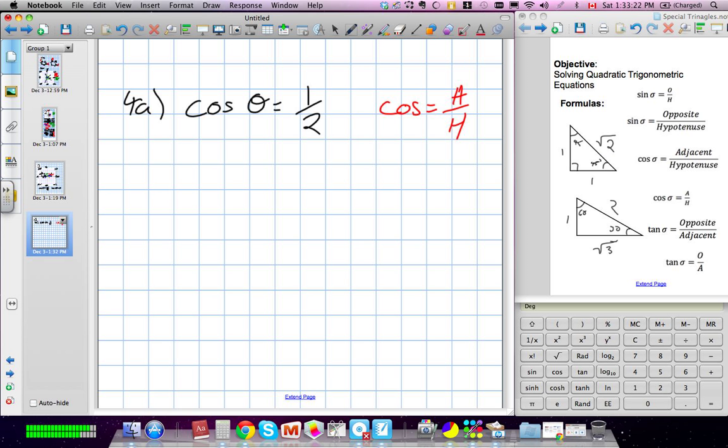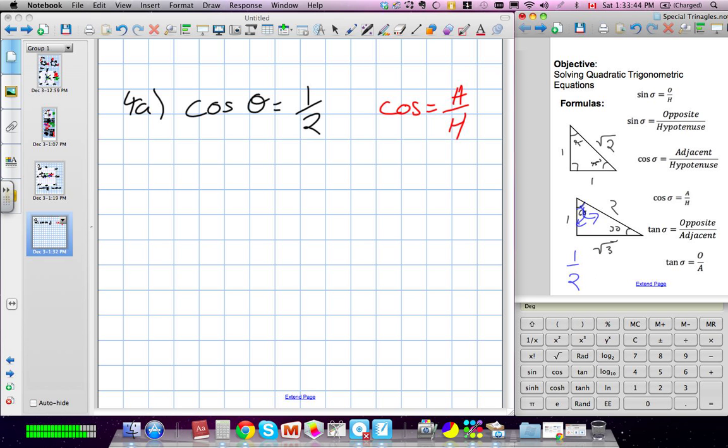So I need to find an angle, and clearly it's either one of these two angles. If I did adjacent and hypotenuse from here, I would have root 3 over 2. Not what we're looking for. If I do adjacent over hypotenuse from the 60 degrees, my adjacent is 1, my hypotenuse is 2, I get 1 over 2. So cos theta, in terms of degrees, is 60.